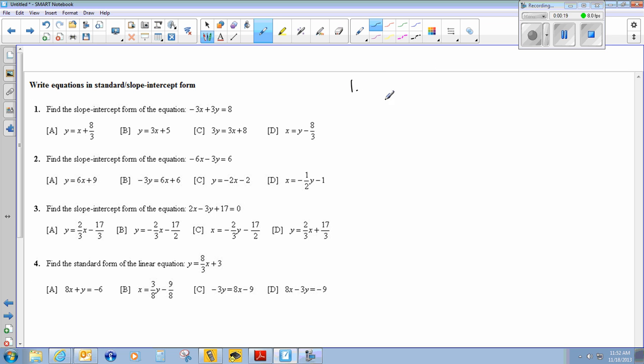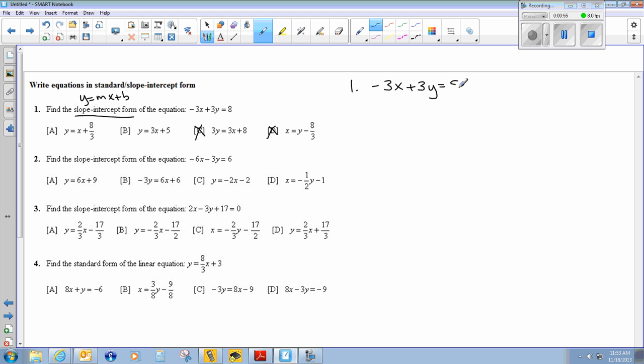Number 1 says find the slope-intercept form of the equation. Slope-intercept form I know means I want it to be in y equals mx plus b format. So I want it to be solved for y. This one's solved for y. This one's solved for y. This one is not solved for y, so we can go ahead and eliminate that as a choice. And this one is not solved for y, it's solved for x instead, so we can eliminate that as a choice.